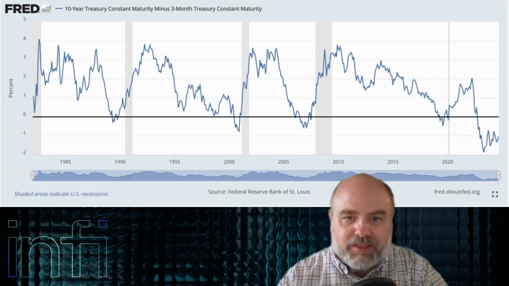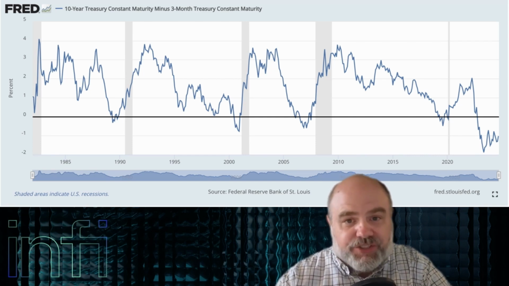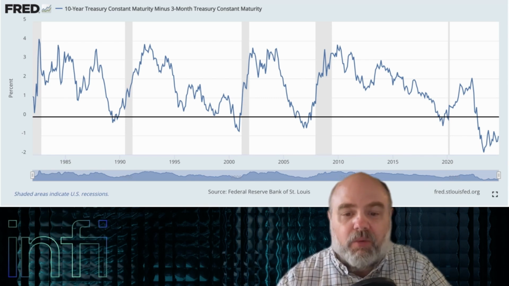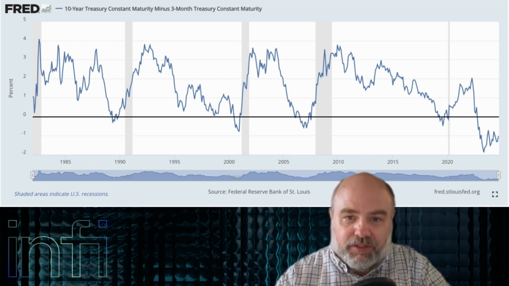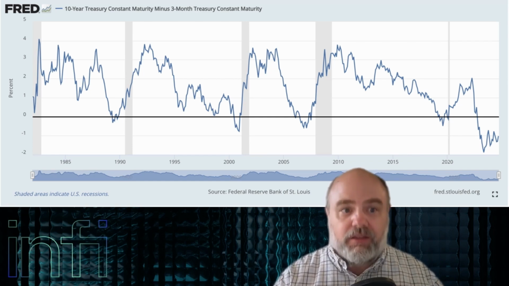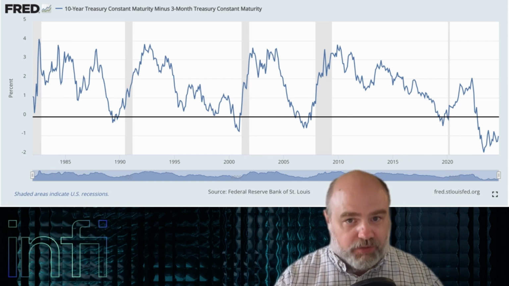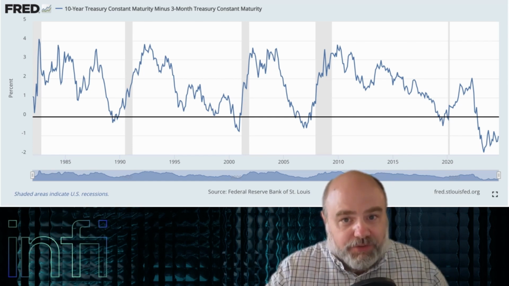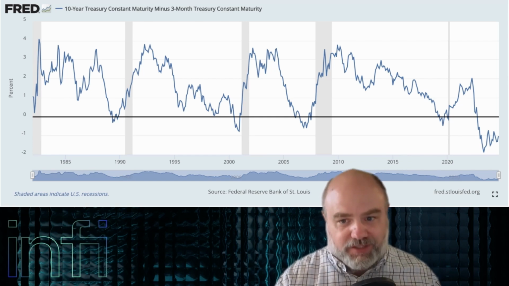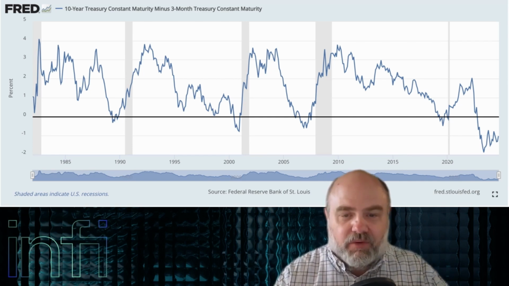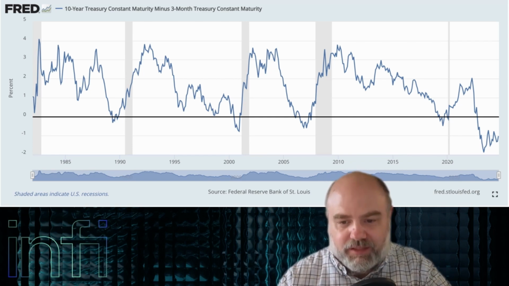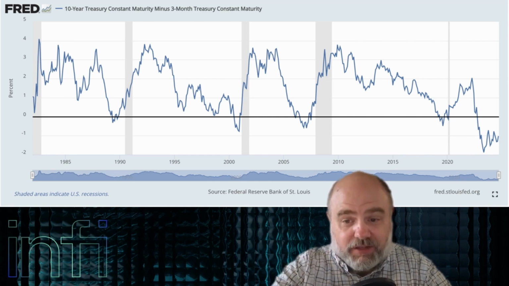But the problem is this time around, it has just stayed inverted. And so if instead of the earlier guidance, we had been more cautious and just said, well, once it inverts, what you want to do is wait. And then when it uninverts, there's a real short fuse before the recession kicks in, then we would have been on more solid ground. Having said that, though, this is now starting to come back up.